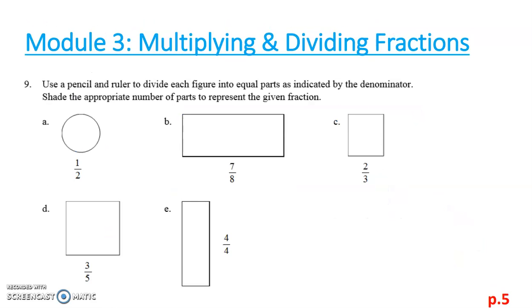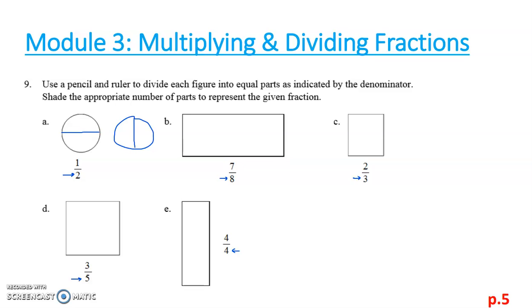For number 9, you're going to use a pencil and maybe a ruler or maybe the side of a book, or just do your best to divide the figures evenly. You're going to divide them into even parts based on the denominator. Remember that the denominator is the total number of pieces, and the numerator is going to be the number of pieces that we shade. It doesn't matter how you divide the figures up as long as the figures are fairly evenly divided. So for example, I can divide it into 2 equal parts by drawing a line this way, or I could draw a line vertically. Both of these answers would be acceptable.